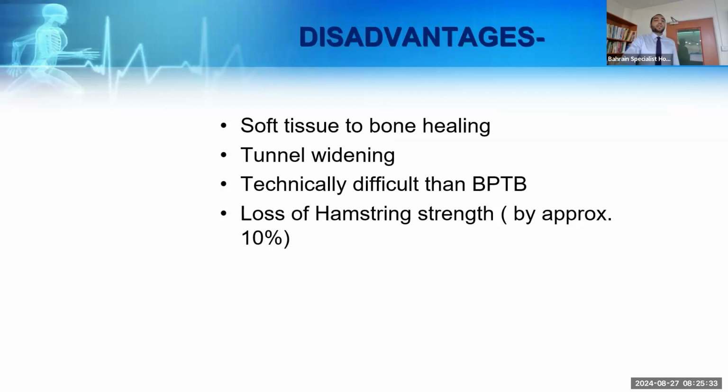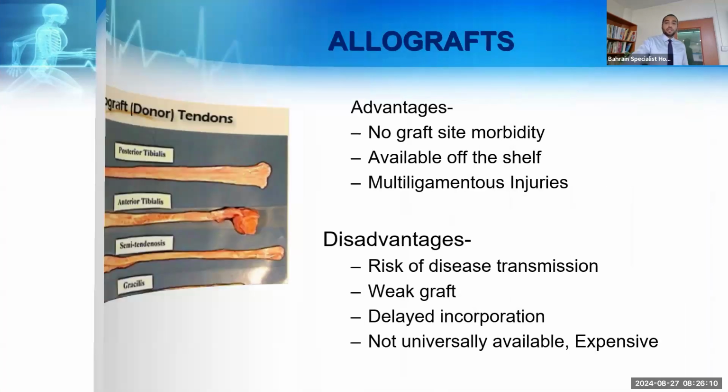The disadvantage of a hamstring graft is soft tissue to bone healing. As I said earlier, the bone patellar tendon graft has bone to bone healing. Here it is entirely soft tissue, and the soft tissue has to integrate with the bone. Sometimes it can lead to widening of the femoral tunnel. The femoral tunnel is the hole which we make in the femur to pass the graft. Sometimes there may be a reaction and it can result in widening of the tunnel, so the graft can become loose over a period of time. And also there is around 10% loss of strength of the hamstrings.